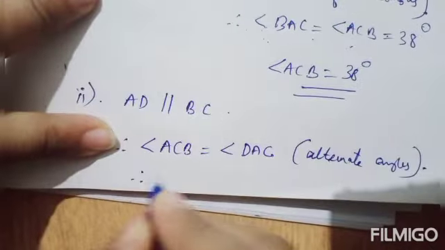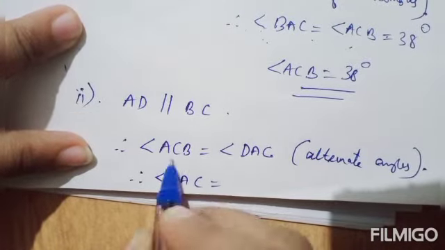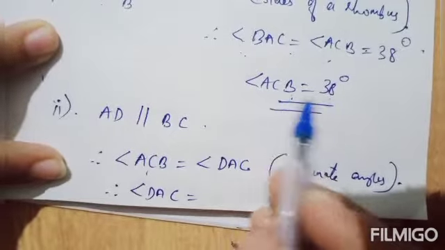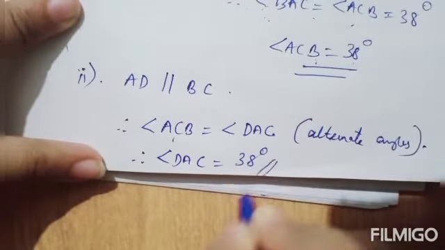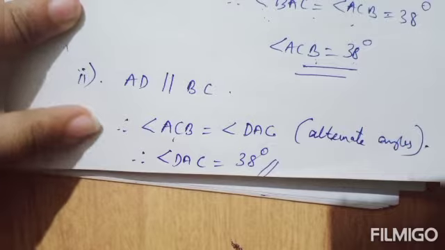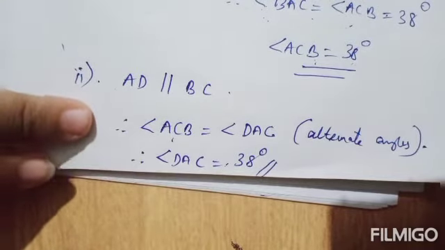Therefore, what is angle DAC? Angle ACB we got here as 38 degrees. So angle DAC equals 38 degrees, we can write. So the second answer is also 38 degrees.